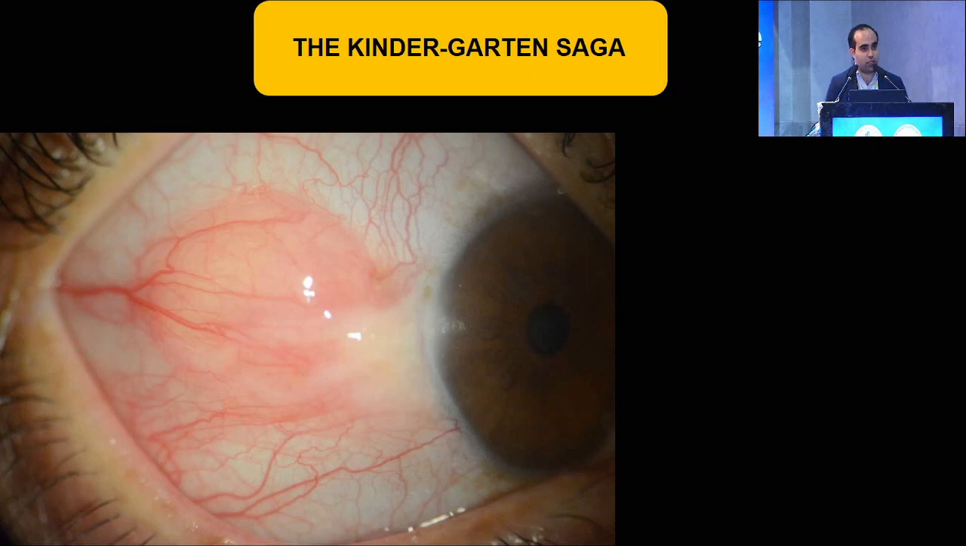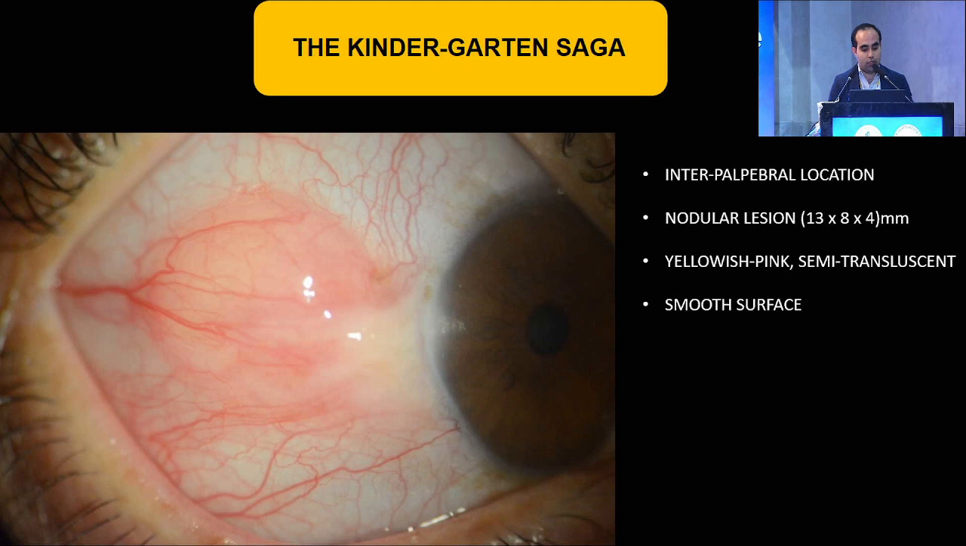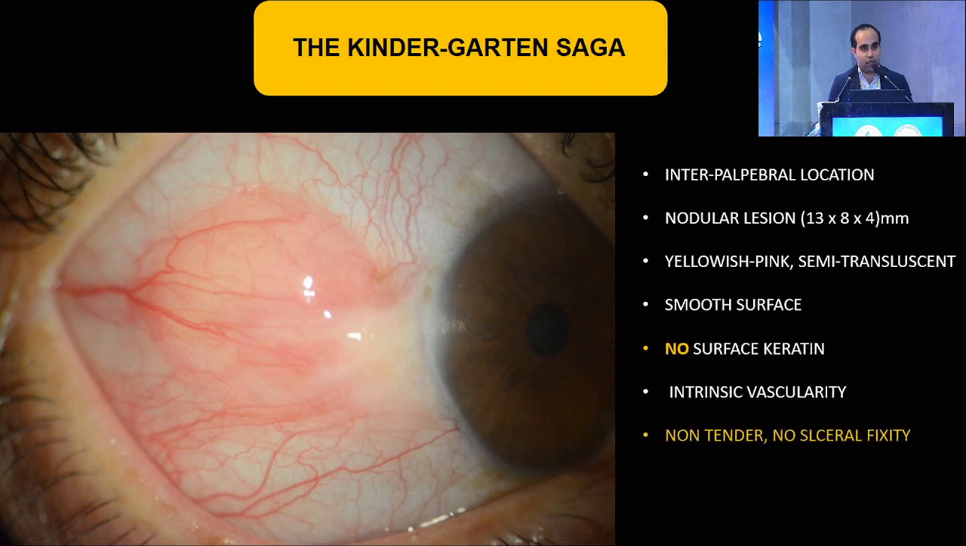So what do you see and how do we describe this? It is in the interpalpebral location. It is a nodular lesion of so-and-so measurement. It is yellowish pink, semi-translucent, with a smooth surface, no surface keratin, note that. Intrinsic vascularity, yes, appreciable. Non-tender and no scleral fixity, with dilated conjunctival and episcleral vessels.